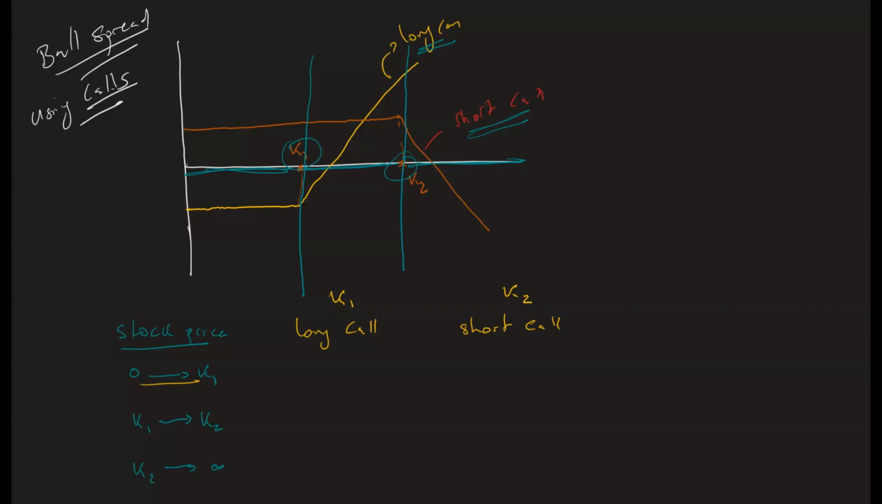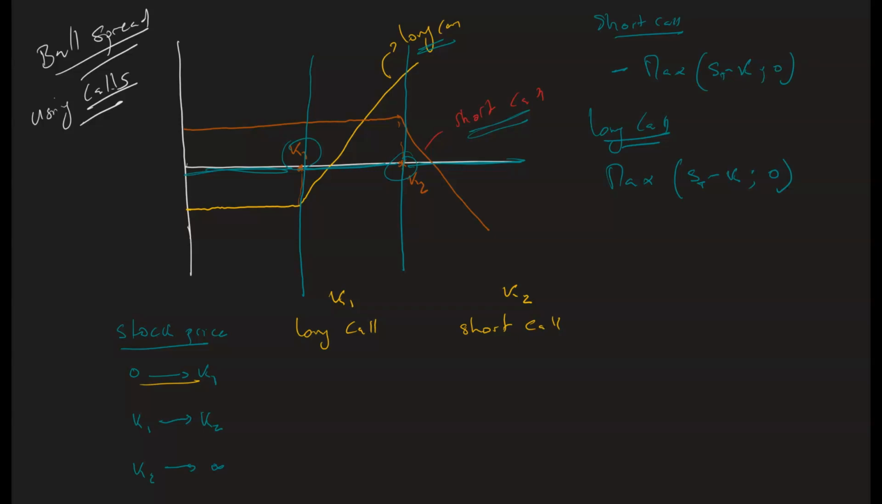Now, remember what the payoff of the call option is. The payoff of a long call is the maximum of the stock price minus the strike price, and 0. That's the payoff of a long call. The payoff of the short call is just the negative of the payoff of a long call, so it's going to be minus the maximum of the stock price minus the strike price, and 0. That's the payoff of the short call.